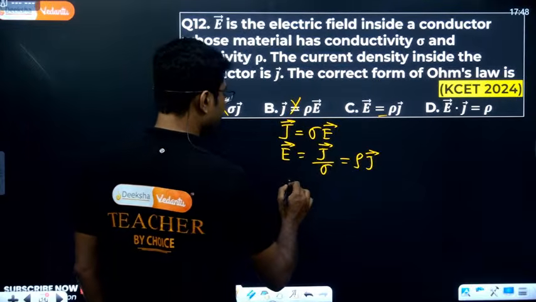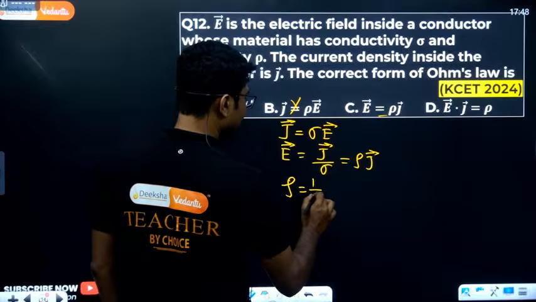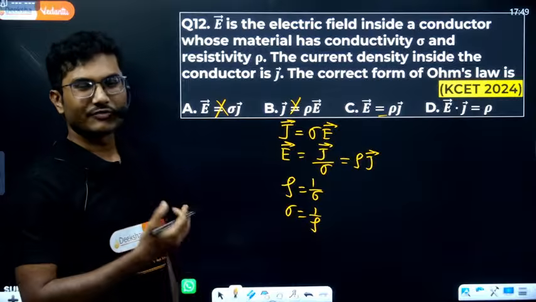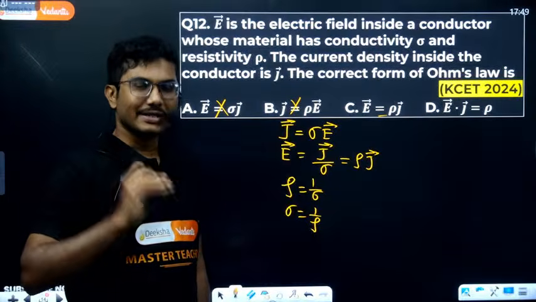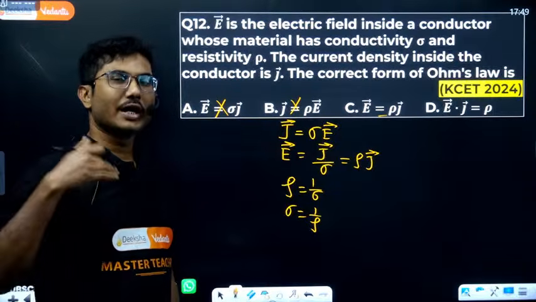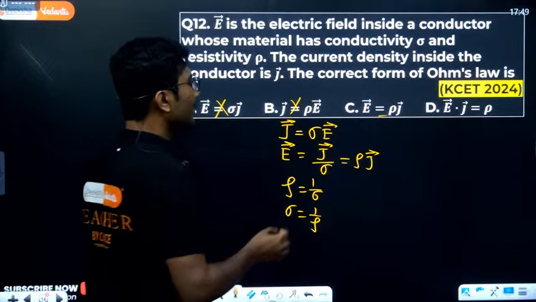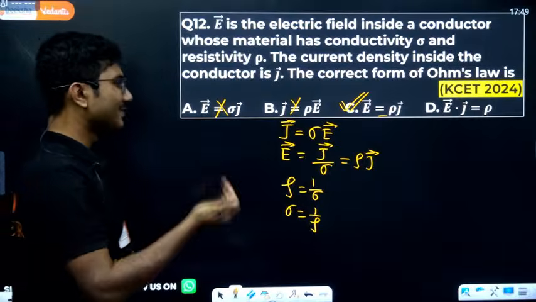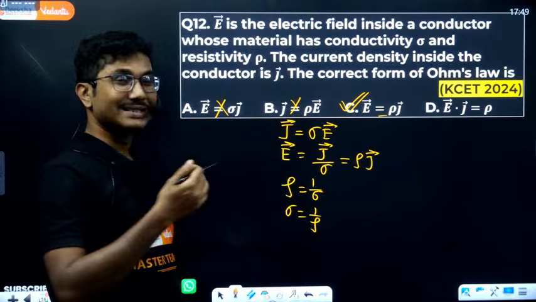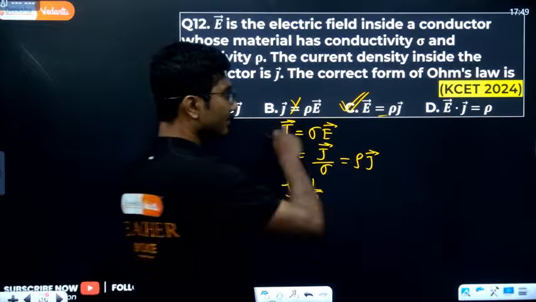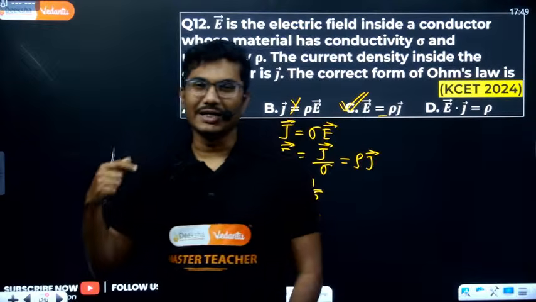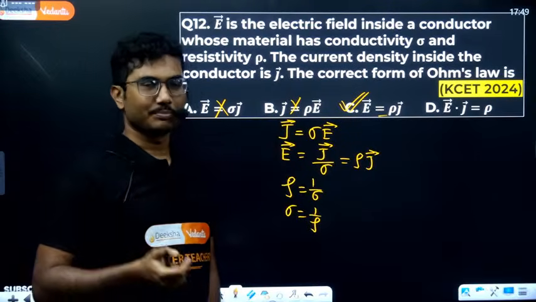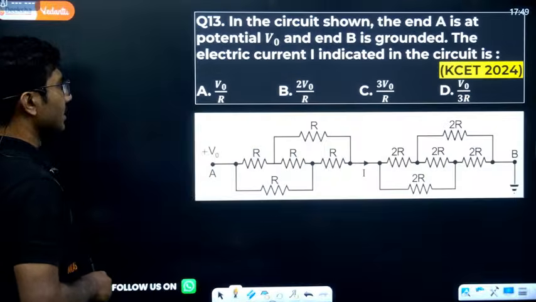Resistivity is 1 by sigma and conductivity is 1 by rho. They are inverse of each other. So, if conductivity is high, resistivity is low. If resistivity is low, conductivity is high. So, definitely the correct answer is this one, E is equal to rho J. They have just changed the format. They can be asked as A, B, C also. There was one year a question based on that same concept. Instead of giving E, J, they have given A, B, C, and asked you to identify one of them. So that also is possible.